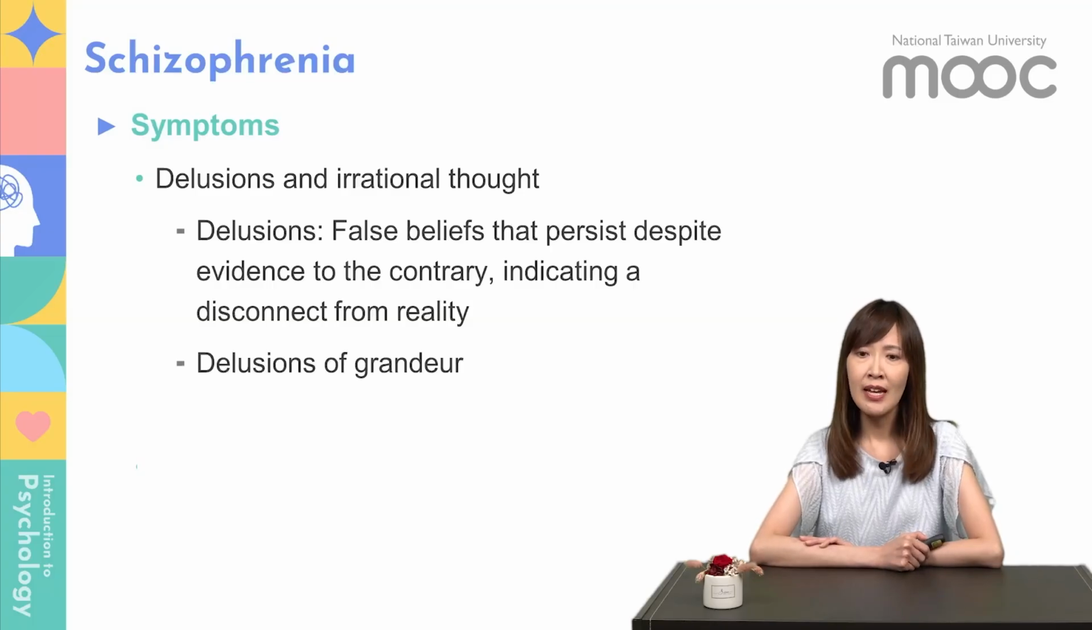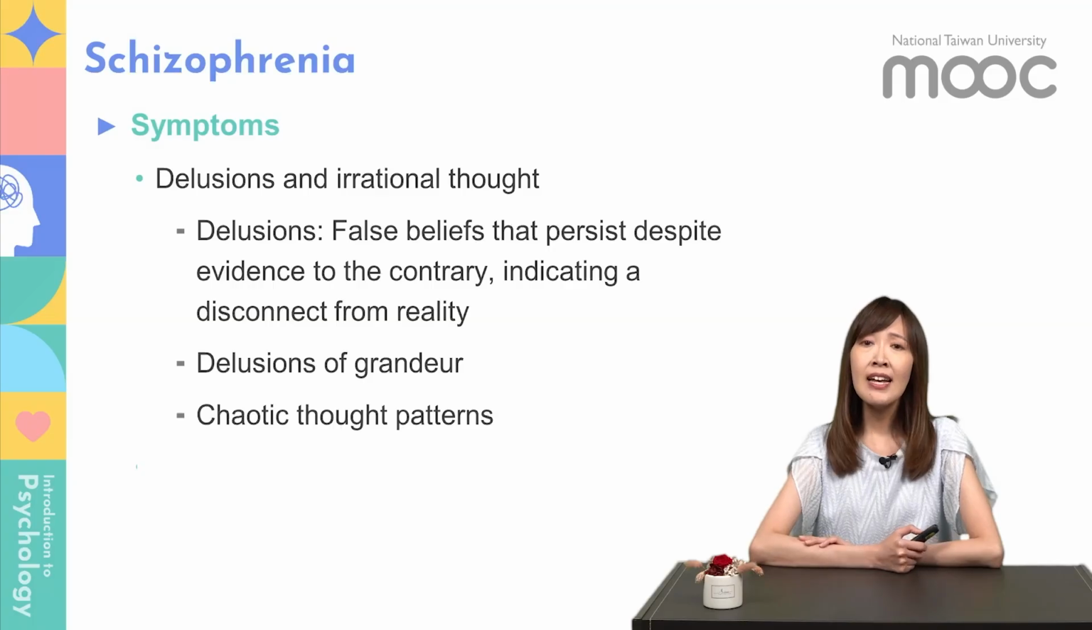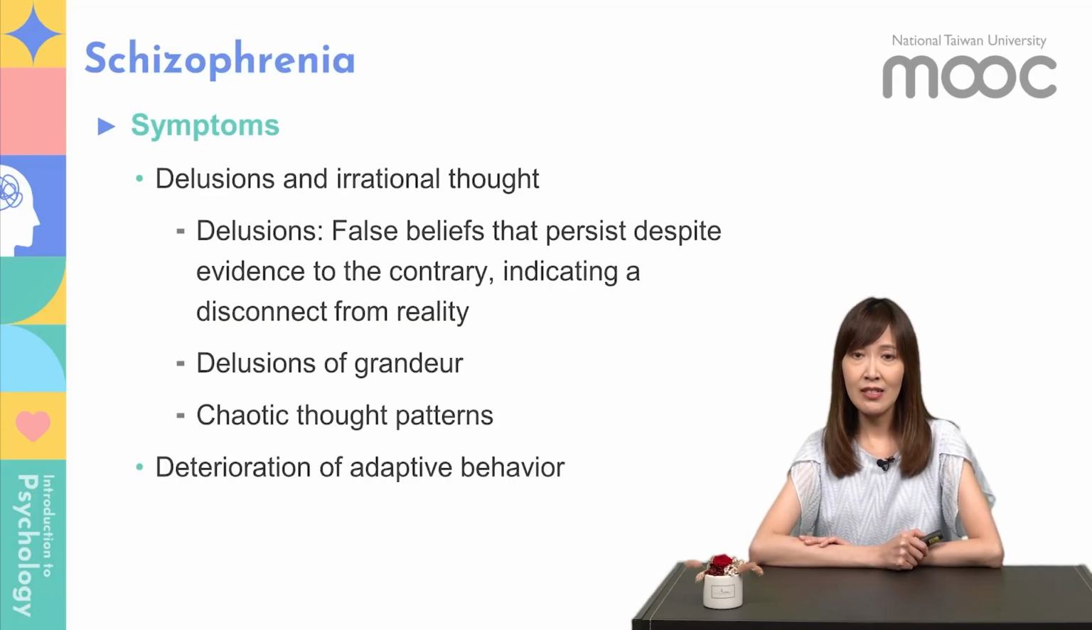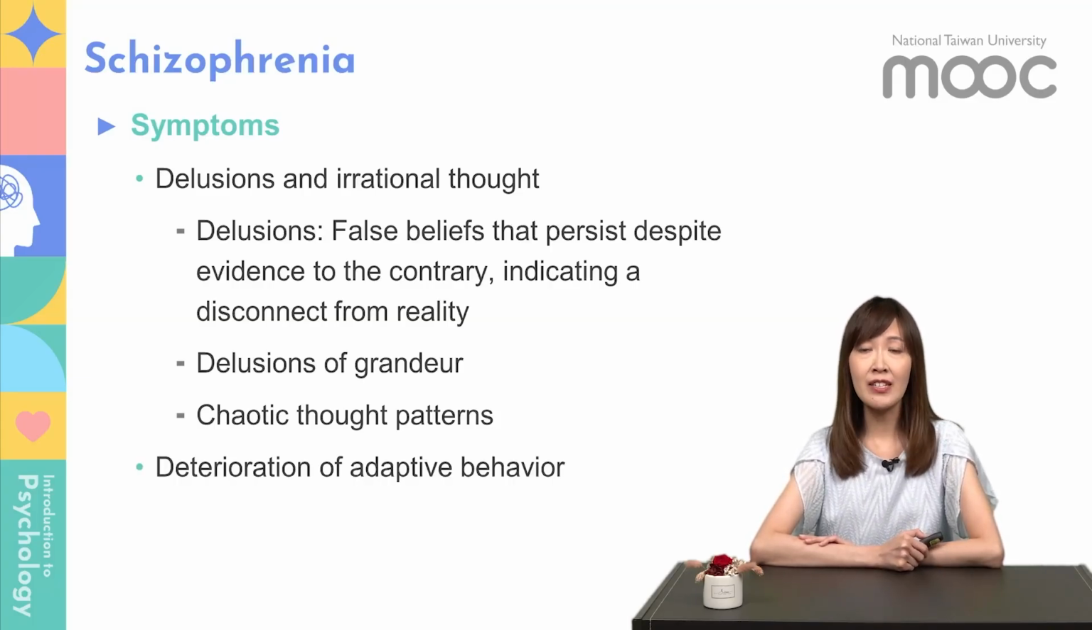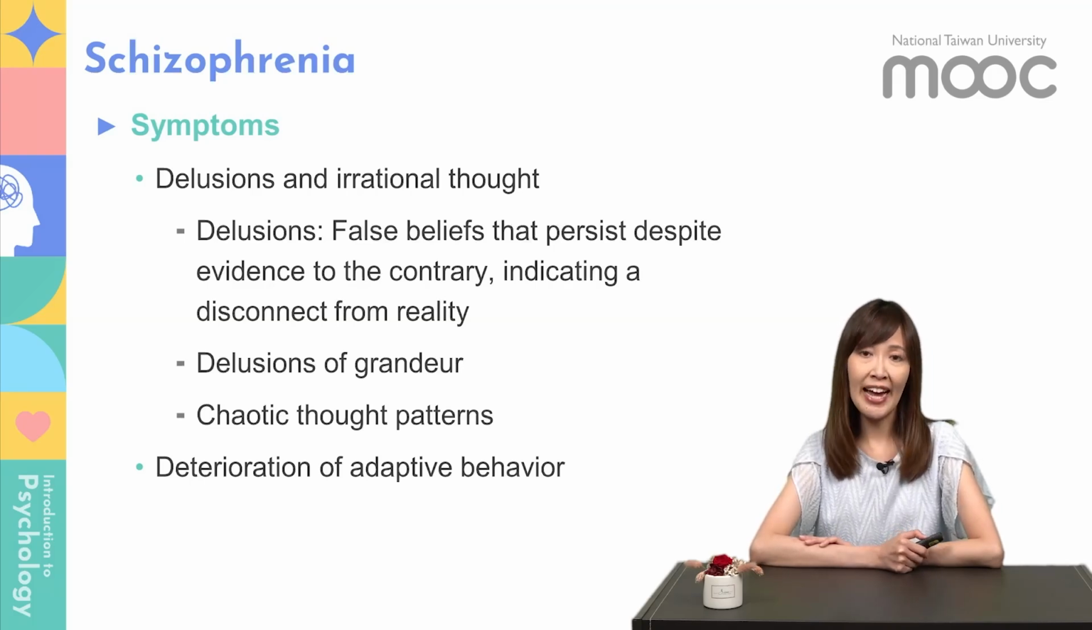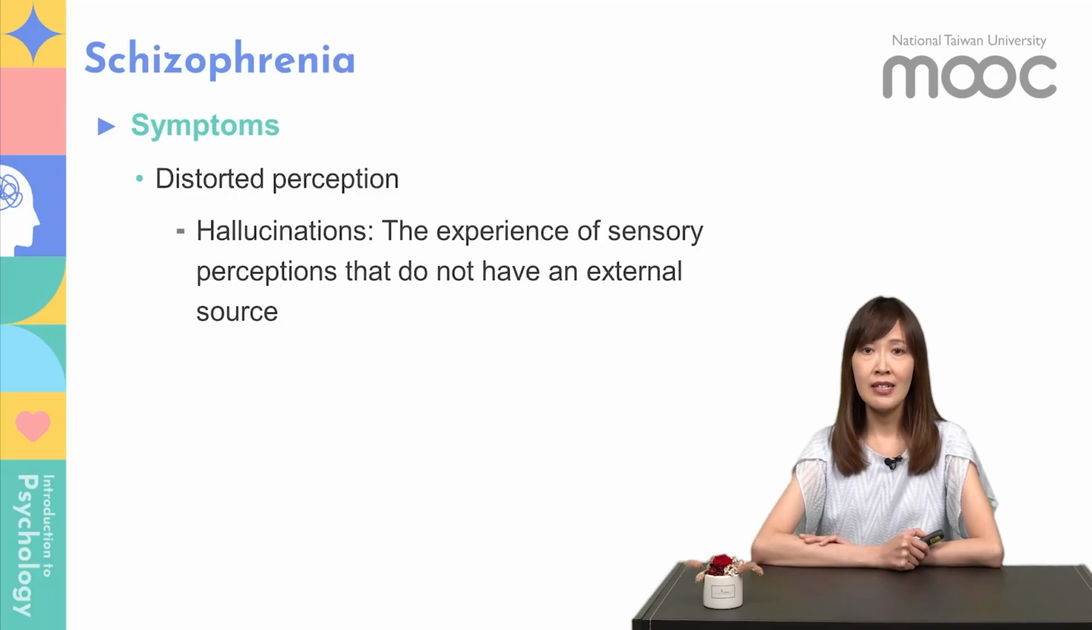So for example, they might think that they can fly, or they might think that they are having a romantic relationship with a movie star. That is called delusion of grandeur. And their thinking process is chaotic. They may switch their topics in a disjointed way. In addition, people with schizophrenia may have the deterioration of their adaptive behaviors. They may ignore personal hygiene, they may not take a bath, they may not brush their teeth.